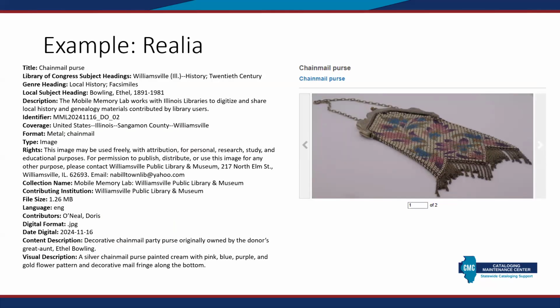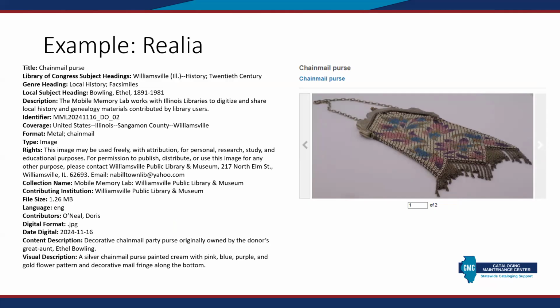This example record of Realia from IDA is a chainmail purse that was photographed by IHLS's Mobile Memory Lab and cataloged by the CMC. This is a decorative purse made of chainmail and painted with a floral pattern, and it was originally owned by the contributor's aunt.